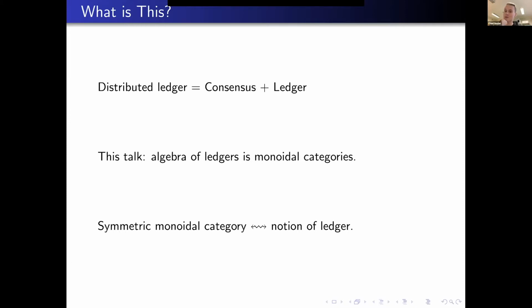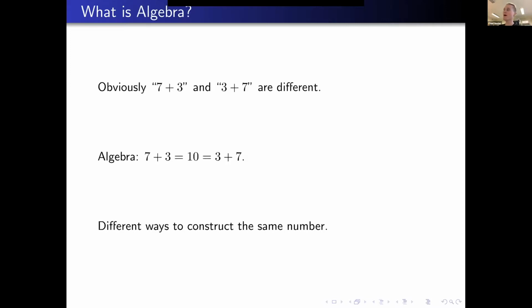In particular, we're going to see that the algebra of these ledgers is to be found in something called a monoidal category. So we'll have a sort of correspondence between a notion of ledger and what we call a symmetric monoidal category.